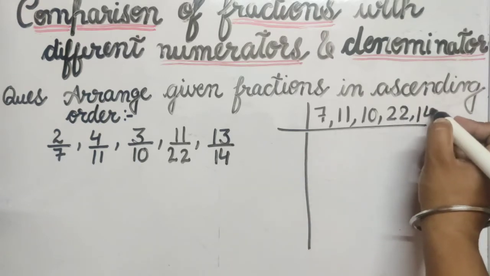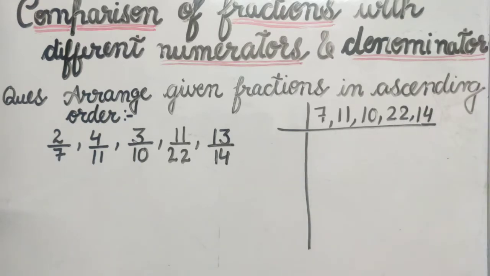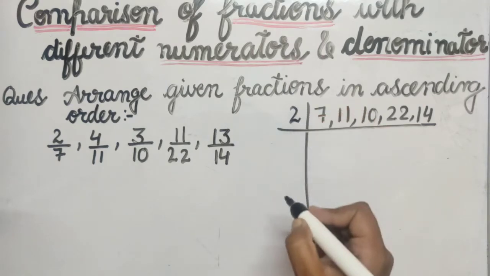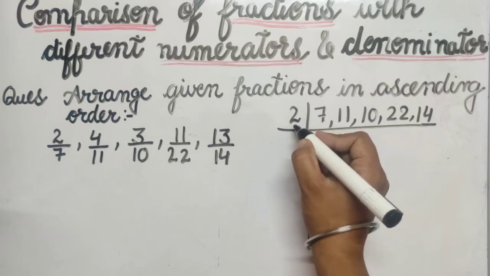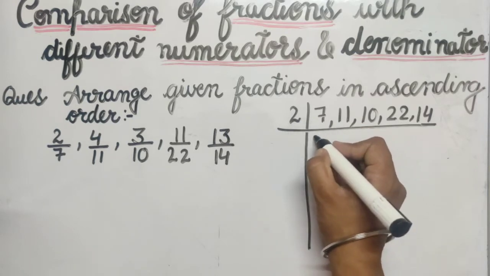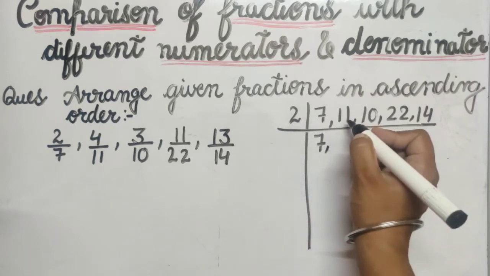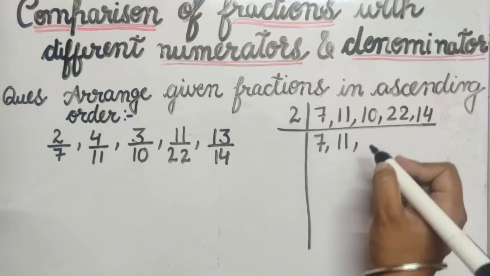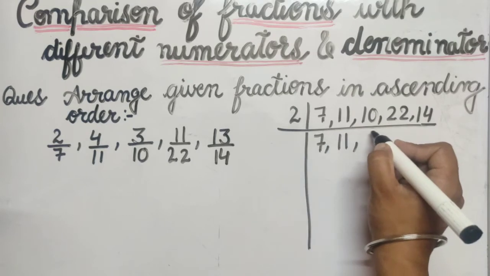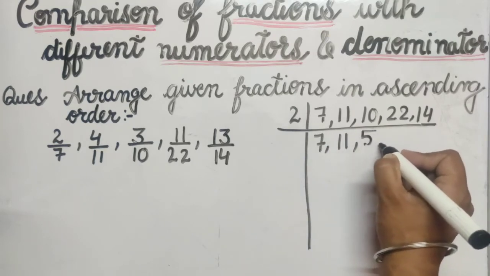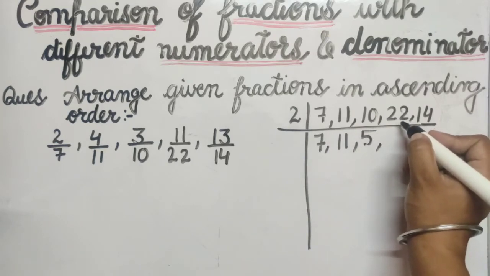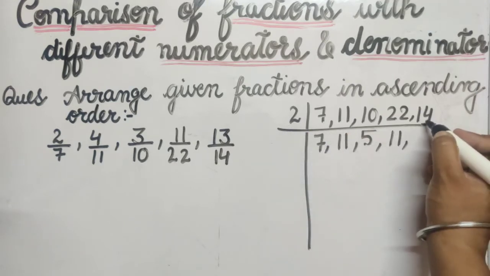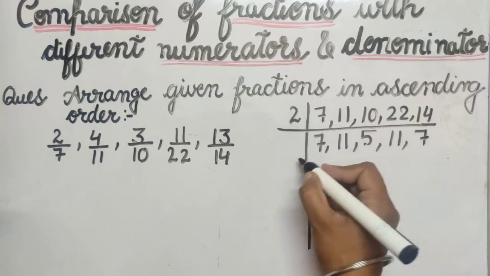Yes students, now I'll take the smallest prime number, 2. Now 7 cannot be divided by 2, so I'll write 7 only. Now 11 cannot be divided by 2, so I'll write 11. 10 can be divided by 2. Yes, 2 5s are 10. When we divide 22 by 2, the answer will be 11, and 2 7s are 14.